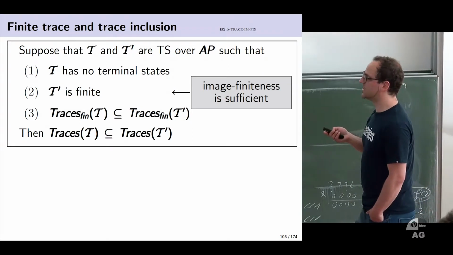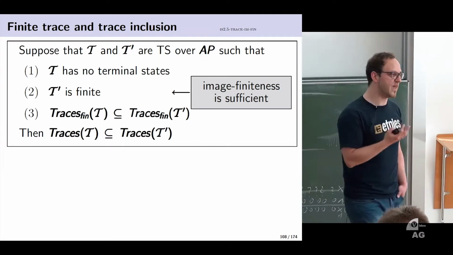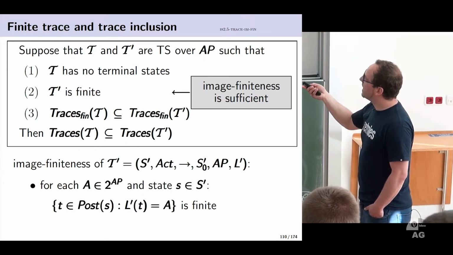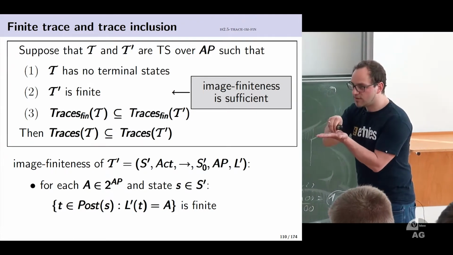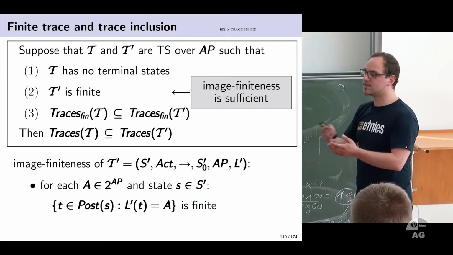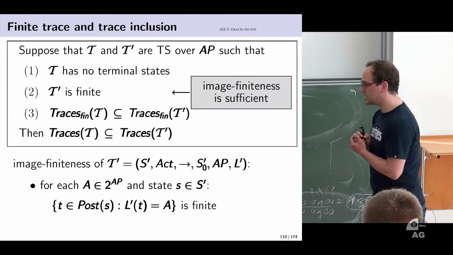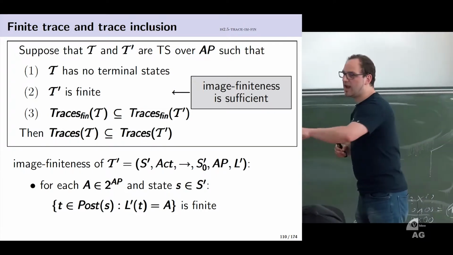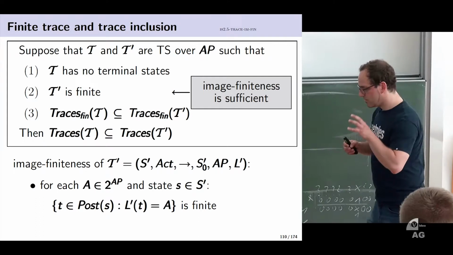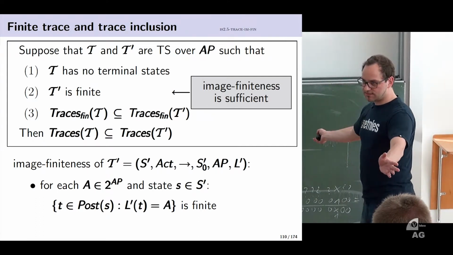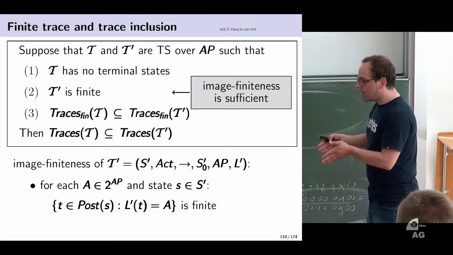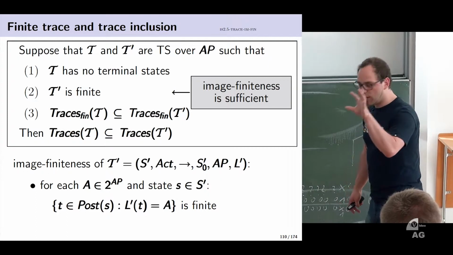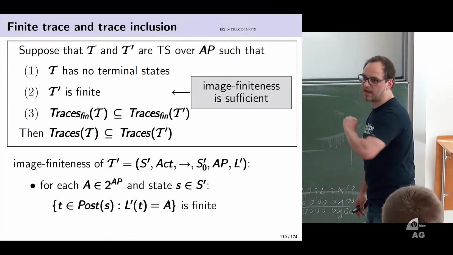And image finiteness, what does that mean? It's very much related to the notion of AP determinism that we had in the exercise class. Image finiteness means that if you are standing on a specific state, and if you look at the successor states of this one state, then there are only finitely many successors that are labeled the same. So, there may be infinitely many successors that I have standing on the current state, but if I take a specific set of atomic propositions, then only finitely many of them will be labeled the same.